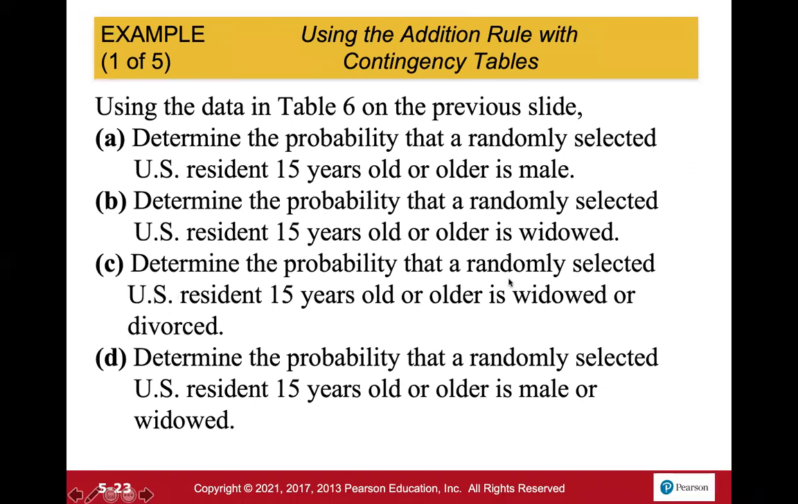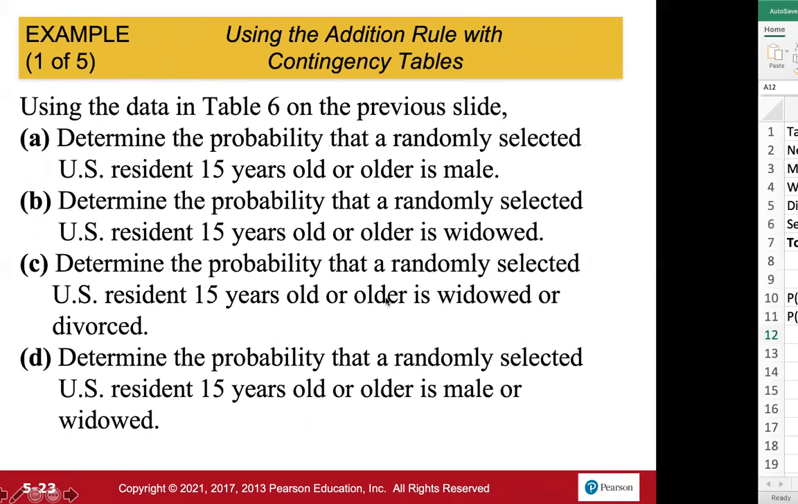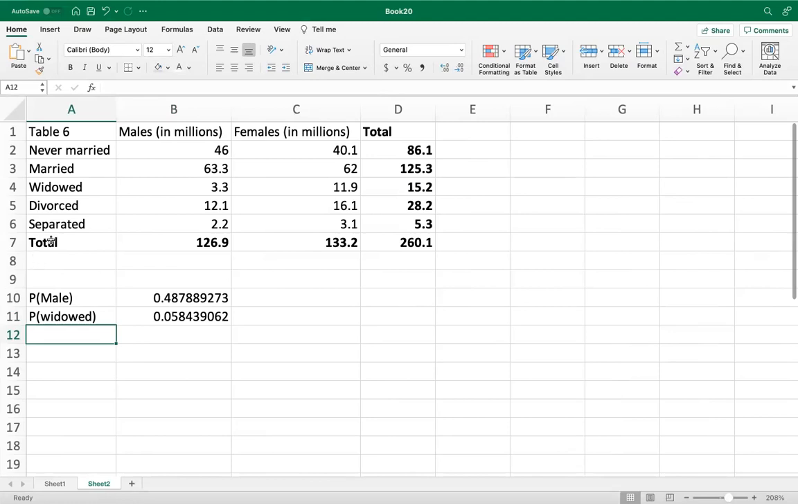Next, determine the probability that a randomly selected resident 15 years or older is widowed or divorced. So widowed or divorced, according to this table, these are disjoint events. So probability of widowed or divorced.